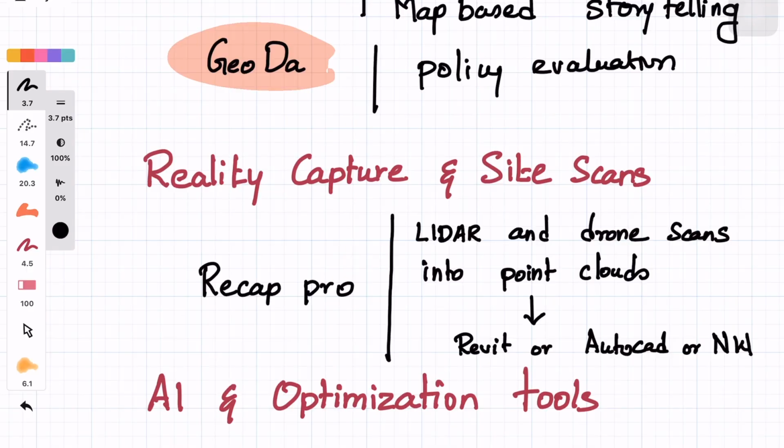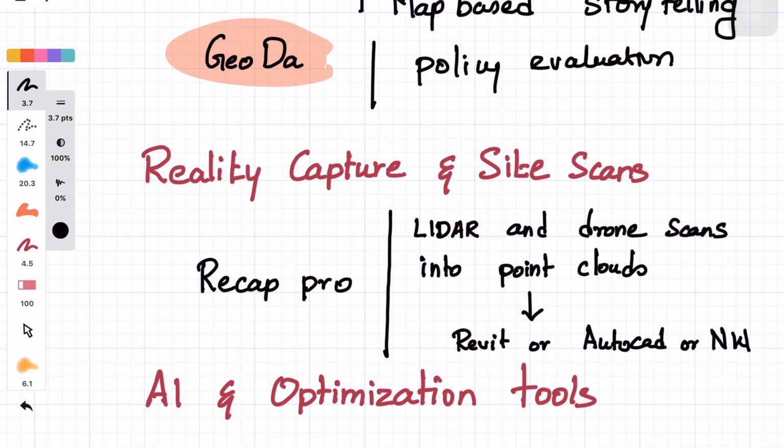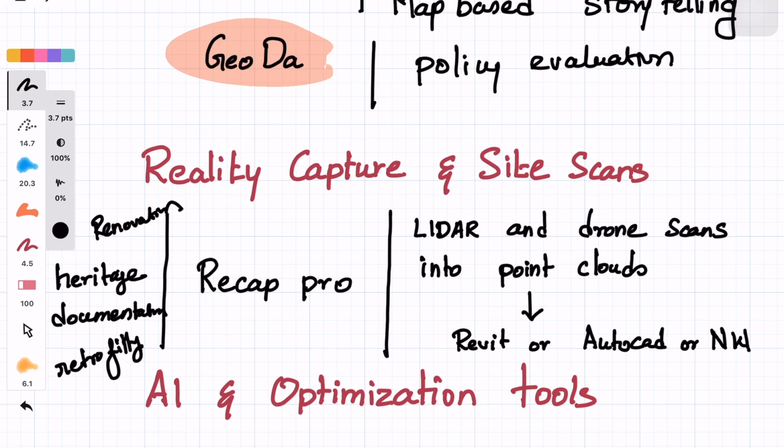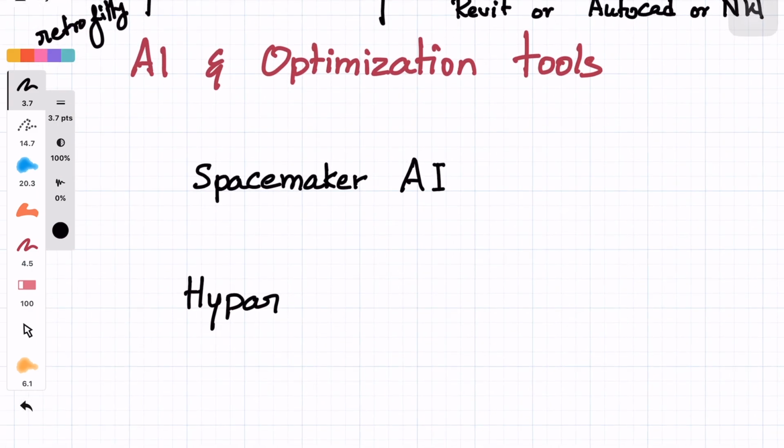AI and optimization tools. The future is AI assisted. Spacemaker AI, we already discussed about it. Now it is a part of Autodesk Forma. It helps optimize site layouts by simulating sun, wind, noise, view, and zoning constraints instantly.